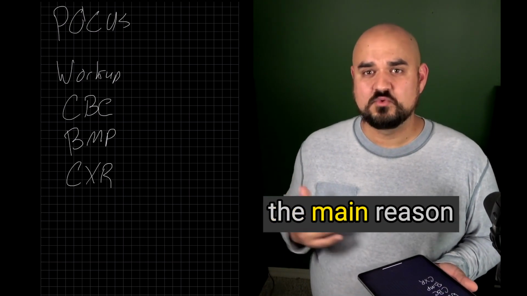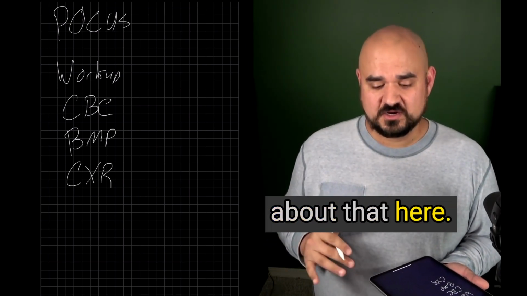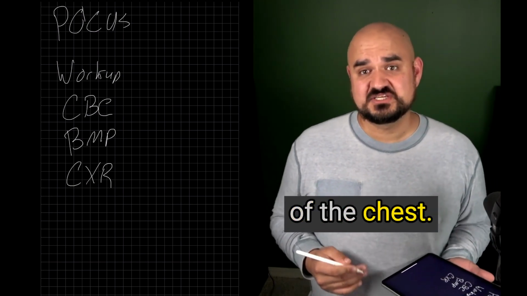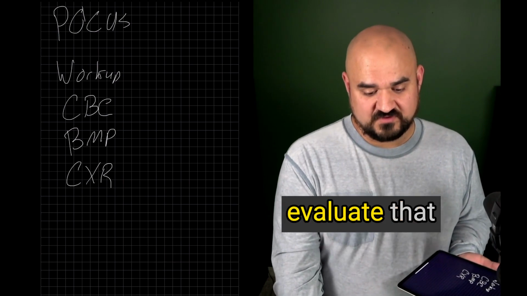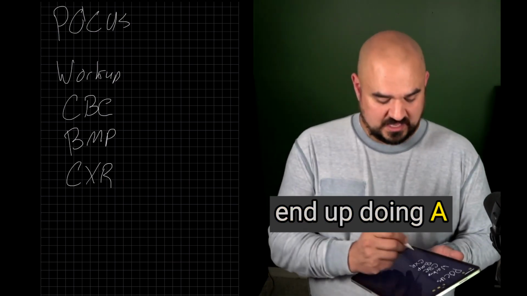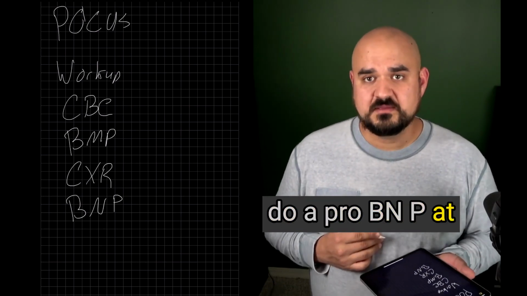PE is going to be the main reason we order CTs of the chest, and that's going to be covered in the chest pain lecture, so we're not going to talk about that here. But if the patient has a really odd pneumonia, we may get a CT of the chest to further characterize that, further evaluate that. Further lab analysis, we may end up doing a BNP. Here we do a pro-BNP at Magnolia.